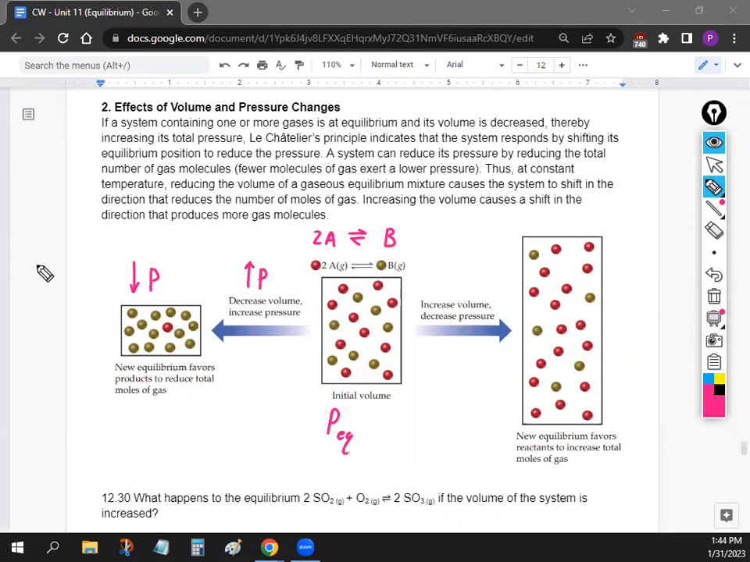So what's going to have to happen is, let me explain. It's going to shift to the side with fewer moles of gas, because if you have fewer gas molecules, you're going to have less pressure. That's why.